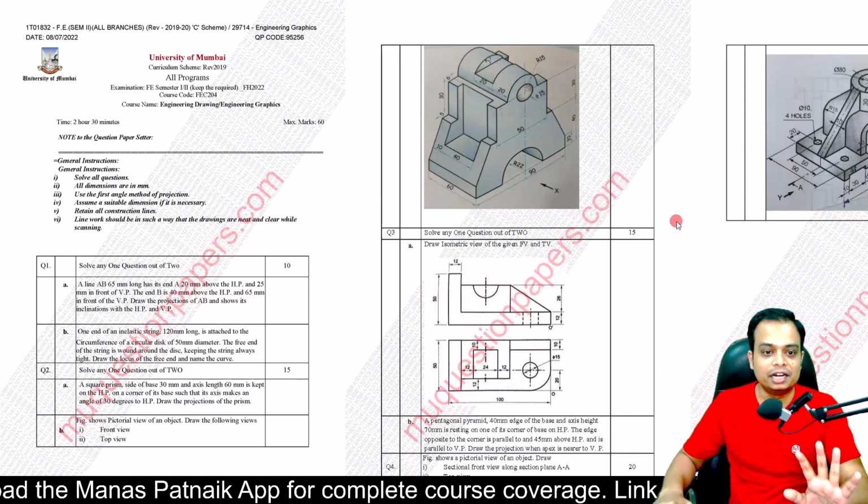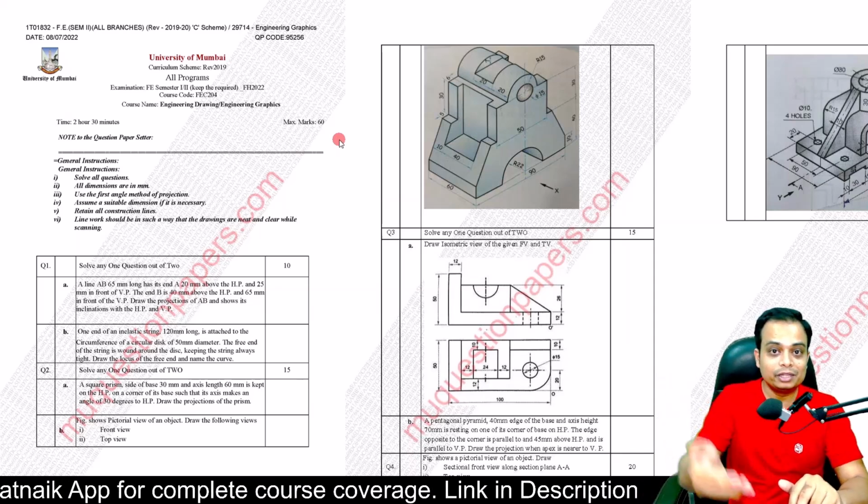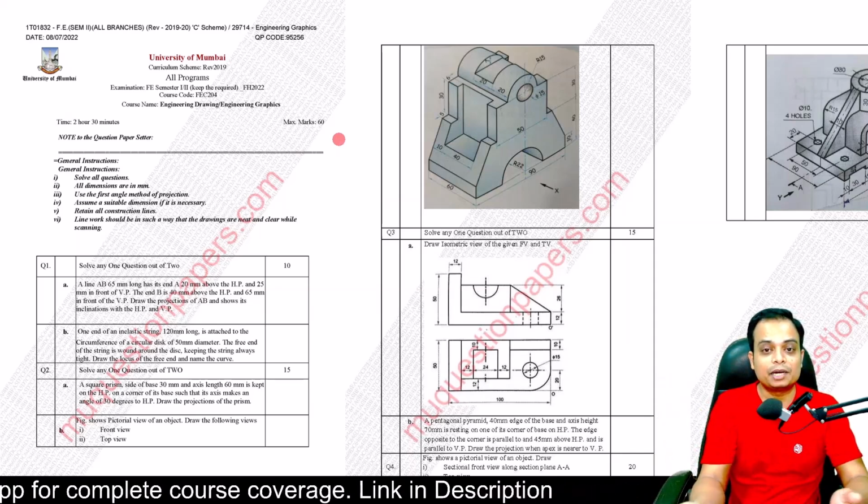20 plus 15 is 35. I don't know what the passing marks out of 60 is. Please let me know in the comments. How much is needed to pass out of 60, brother?